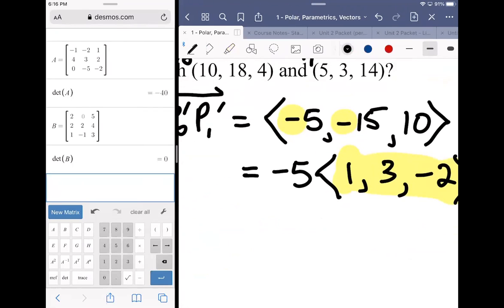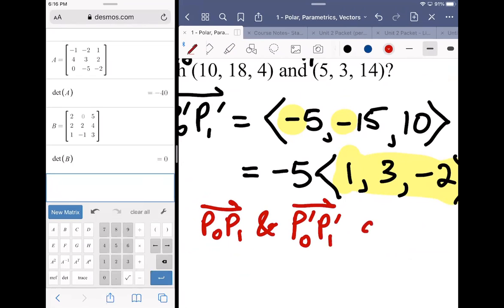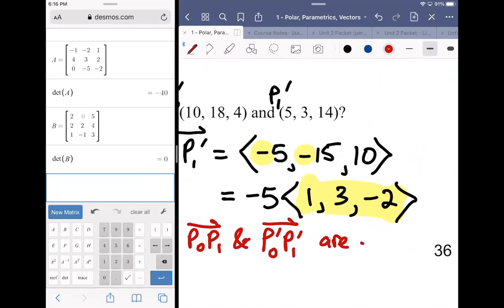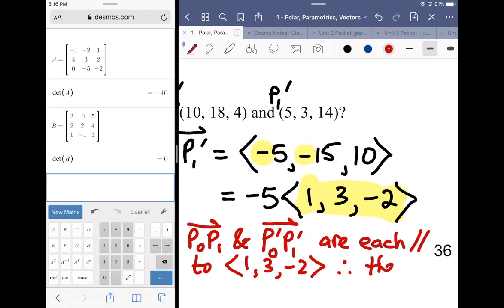Right. Thanks. So I'll just write a little verbal statement here. P sub O, P sub 1, and P sub 1 is not going to be a rigorous proof. Misspoke, sorry: P sub O prime, P sub 1 prime are each parallel to vector 1, 3, -2. Therefore, they are parallel to each other.